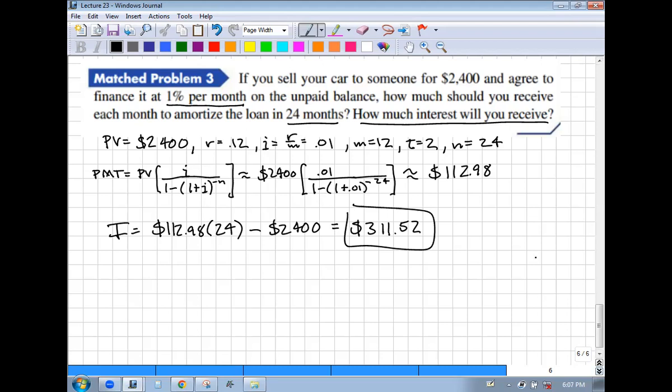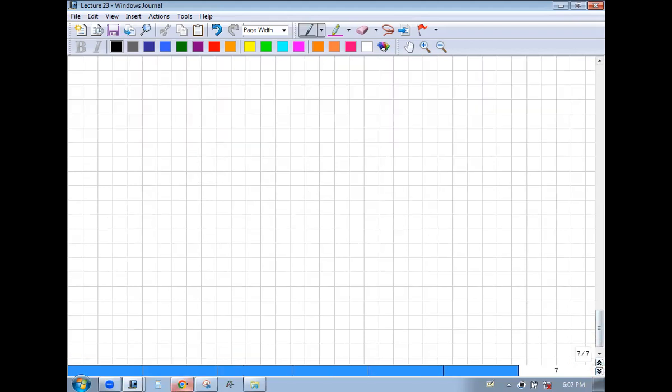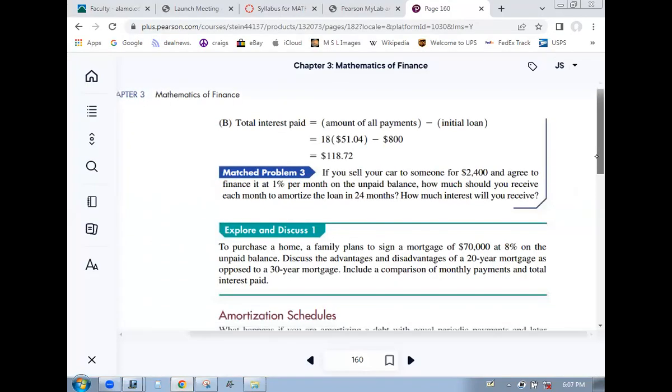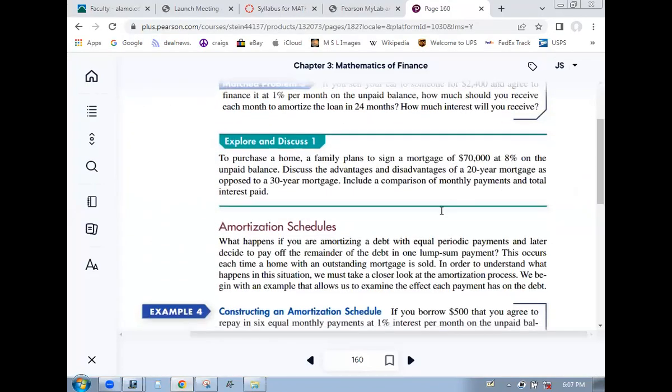We still don't know what we need to do. Need to know to do the quiz though. Let's see if we can explore and discuss. To purchase a home, a family plans to sign a mortgage of $7,000 at 8% on the unpaid balance. Discuss the advantages and disadvantages of a 20-year mortgage as opposed to a 30-year mortgage. Include a comparison of monthly payments and total interest paid.